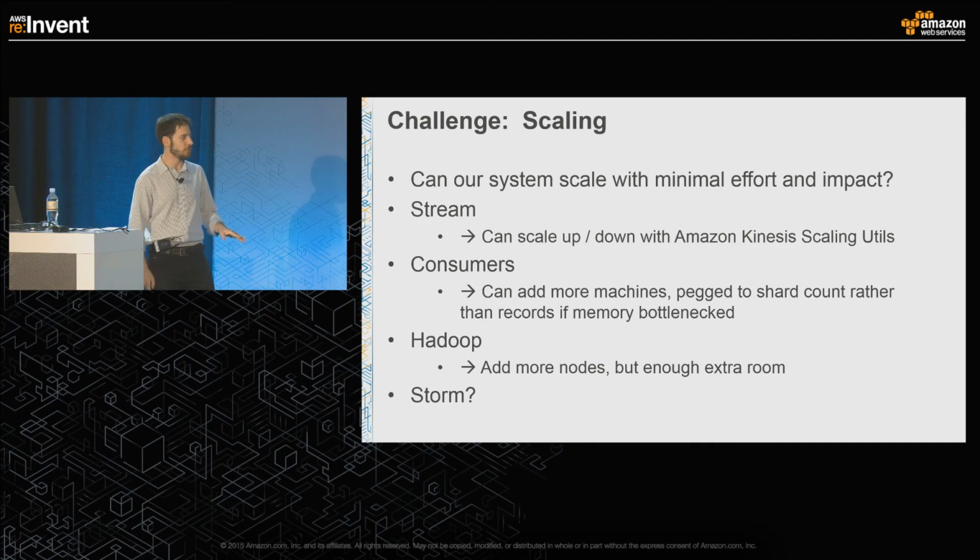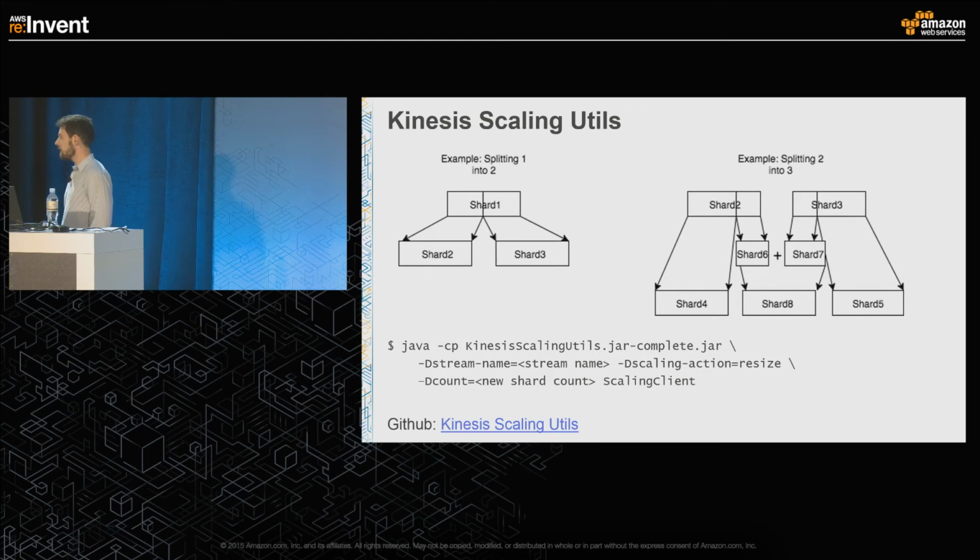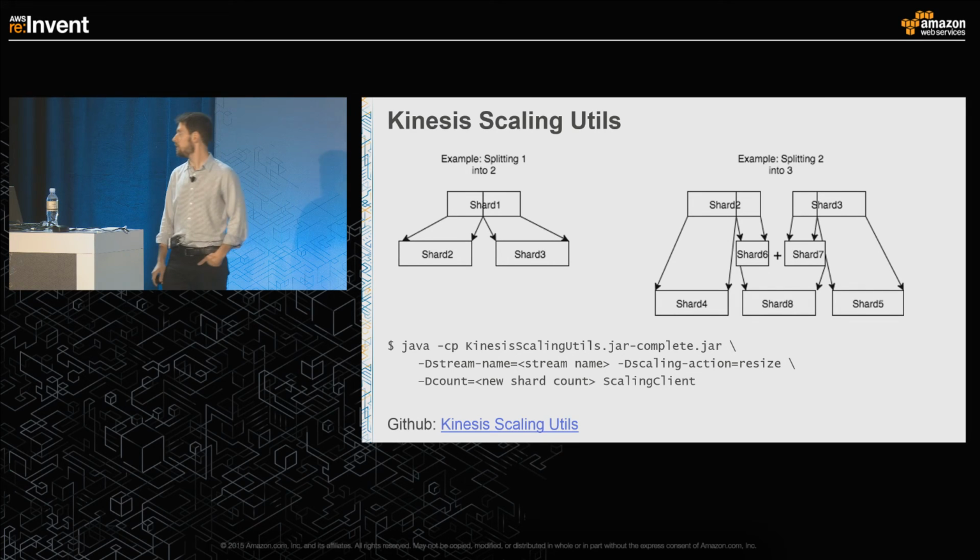So I'll talk about some of the difficulties that we've run into with scaling up Storm in 2 slides from now, after I talk about splitting shards. OK, so let's say you have 1 shard and you want to split it into 2 shards. That operation is pretty simple. You can call a split shard operation on your shard and give it the hash key that's halfway through the hash space of that shard, and it'll create 2 new child shards.